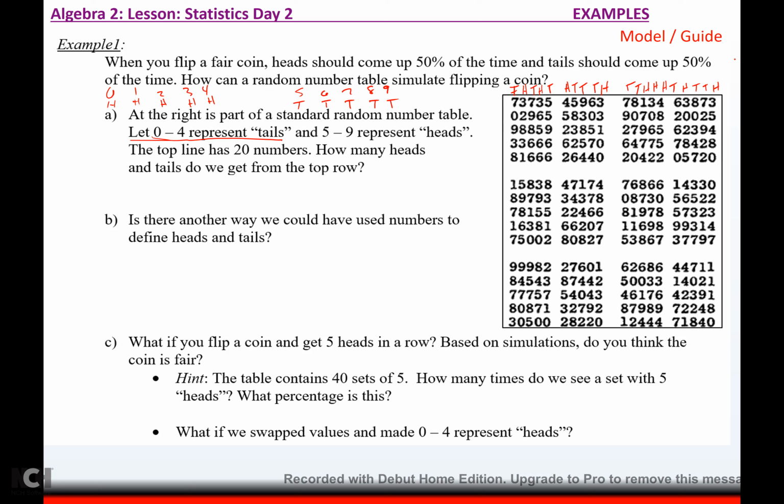So if you count that up, we got 1, 2, 3, 4, 5, 6, 7, 8, 9, 10, 11 heads, and 1, 2, 3, 4, 5, 6, 7, 8, 9 tails.